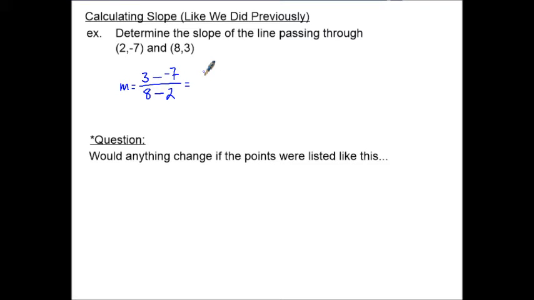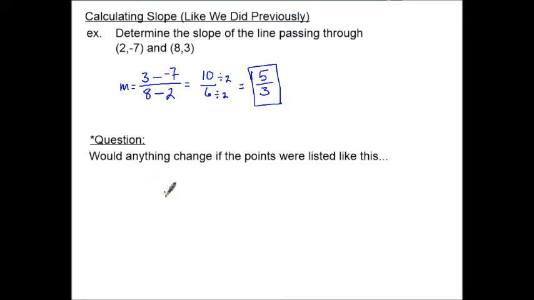3 minus -7 gave me a positive 10. On the bottom, 8 minus 2 is 6. And then I looked at that and thought, hey, I can reduce that by 2. So I did, and eventually got myself down to 5/3. And we were all good.